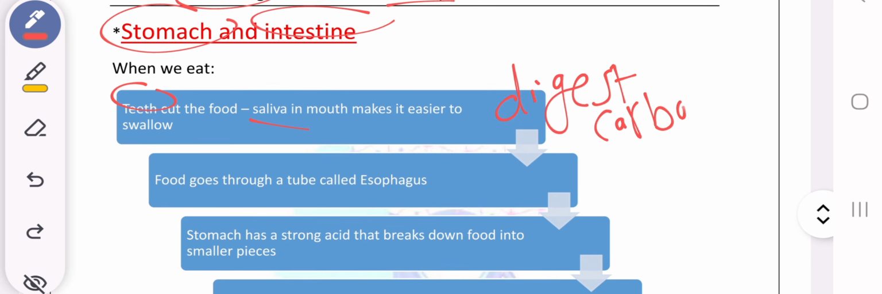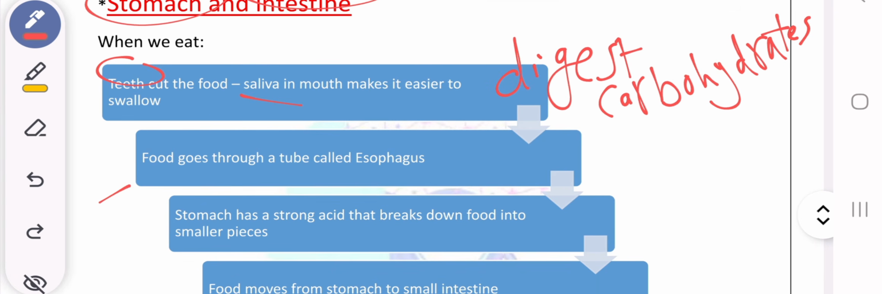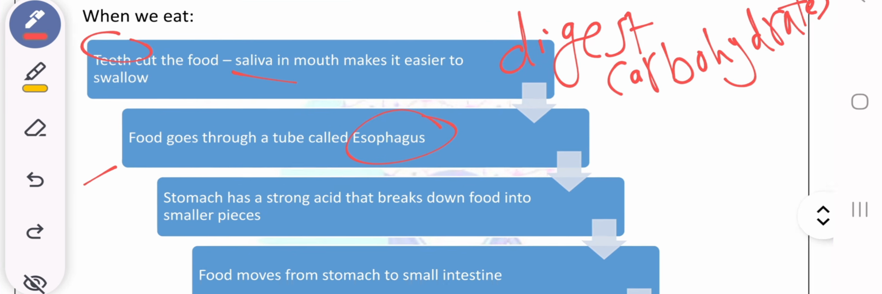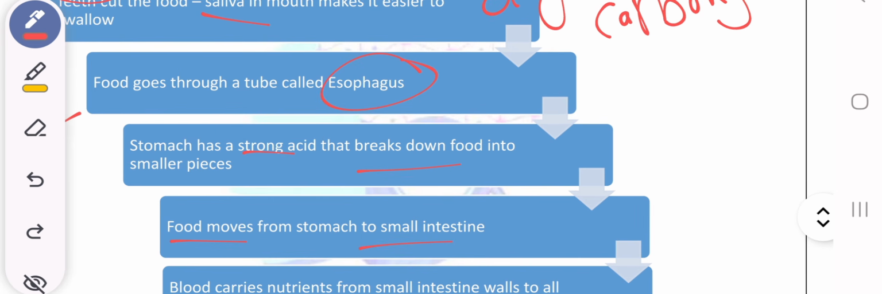What's the meaning of carbohydrates? Starch. So now the saliva will help you to swallow the food and digest the carbohydrates. It will go through the esophagus, which is the tube that connects the mouth to your stomach. Your stomach has a strong acid. Now it's time to break down this food. So the strong acid breaks down the food into smaller pieces to become liquid. Why is that? Because the food will move to the small intestine.